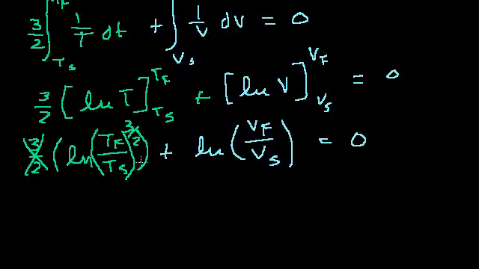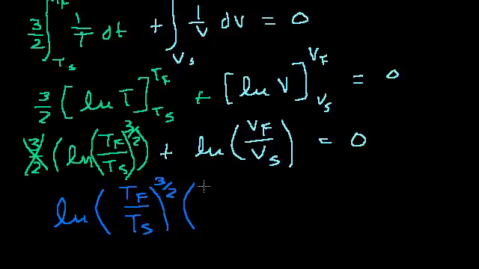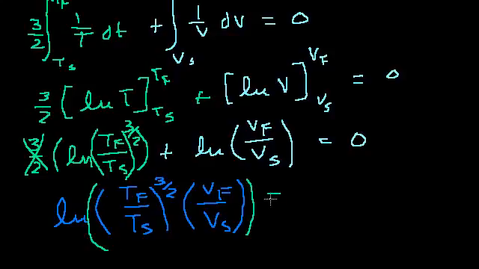Now we can keep doing our logarithm properties. You take the log of something plus the log of something, that's equal to the log of their product. So this is equal to the natural log of Tf over Ts to the 3/2 power times Vf over Vs. And this is a fatiguing proof. All right. And all of that is going to be equal to 0.